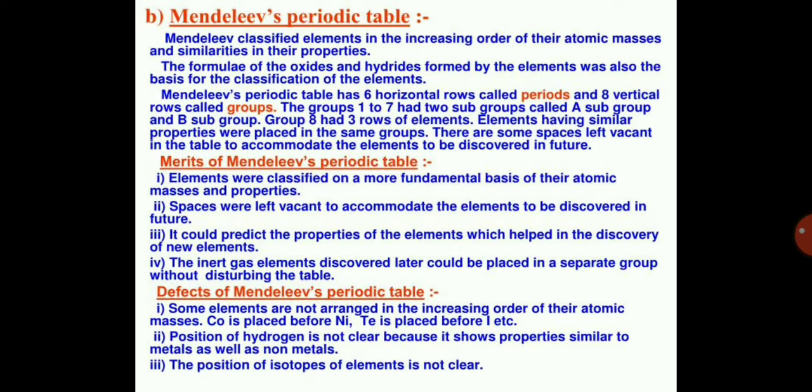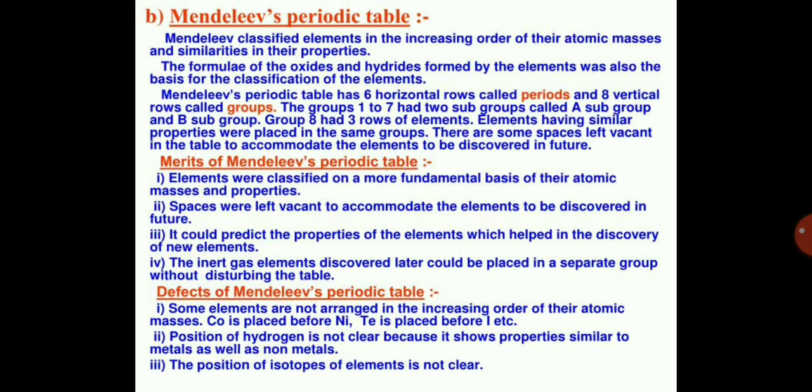Spaces were left vacant so that they would be filled up after the discovery of new elements. It would predict the properties of elements, which helped in the discovery of new elements. Then the inert gas elements discovered later could be placed in a separate group without disturbing the table, as there was a vacant space given over there. So all the inert group elements were placed sideways.